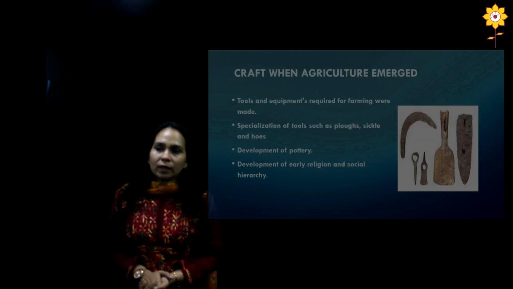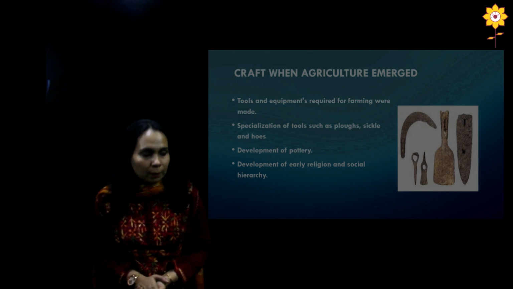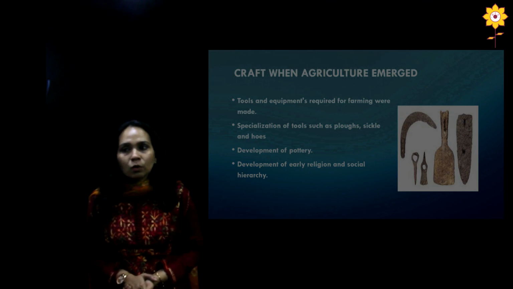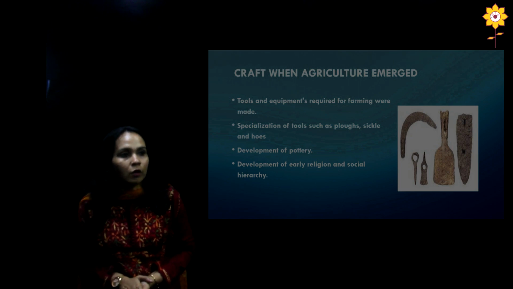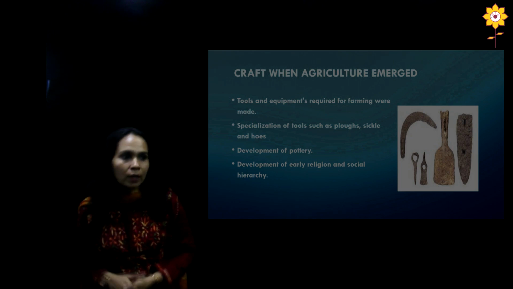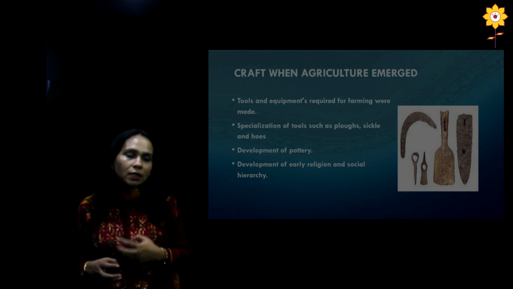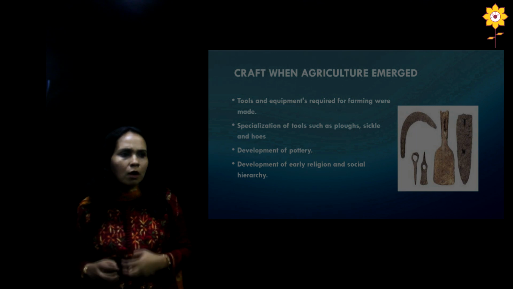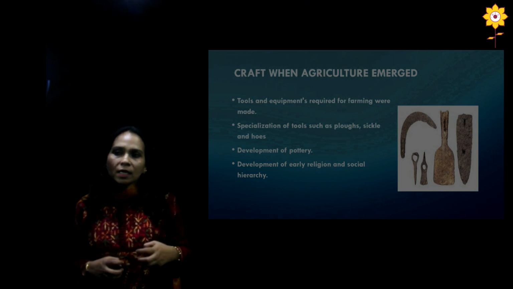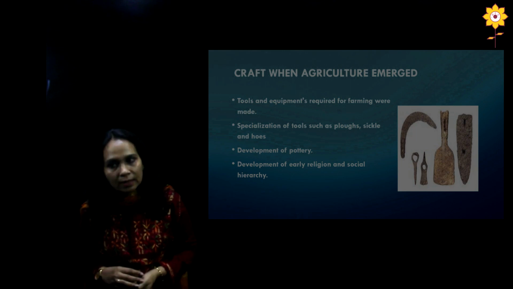Now let us move forward and understand the role played by craft when agriculture emerged. Craft has a very important role in the development of agriculture in our lives. The tools and equipment required for farming were made by the craftsmen then. There was a specialization in making of tools such as plows, sickles and hoes, which eased their process of tilling the land and also of harvesting the land.